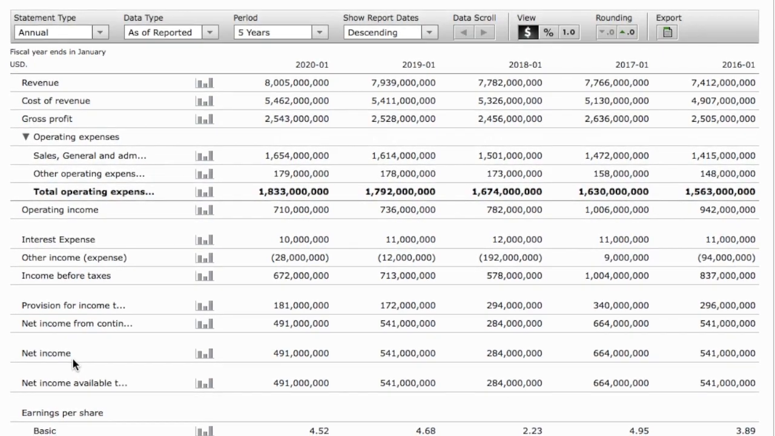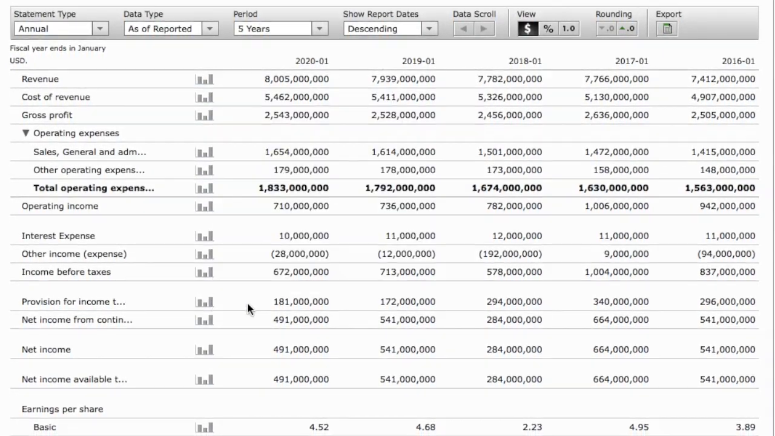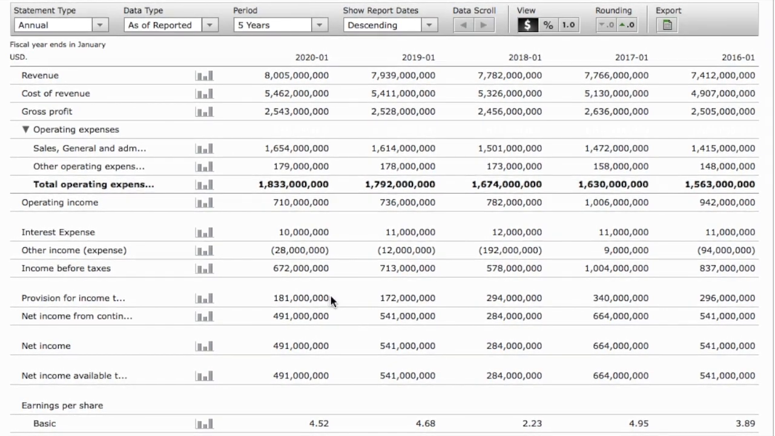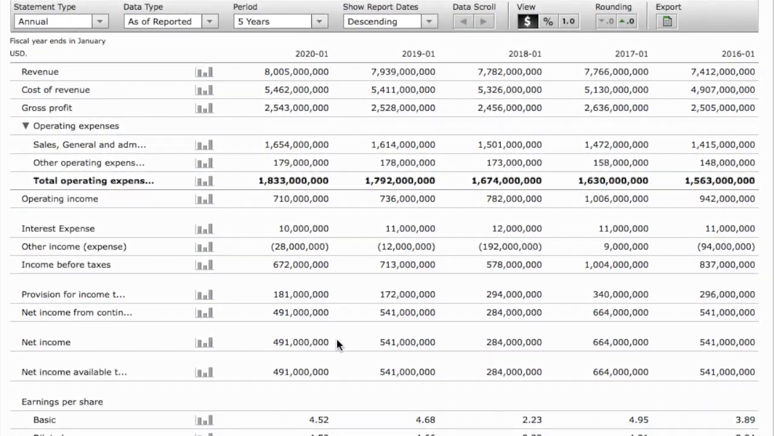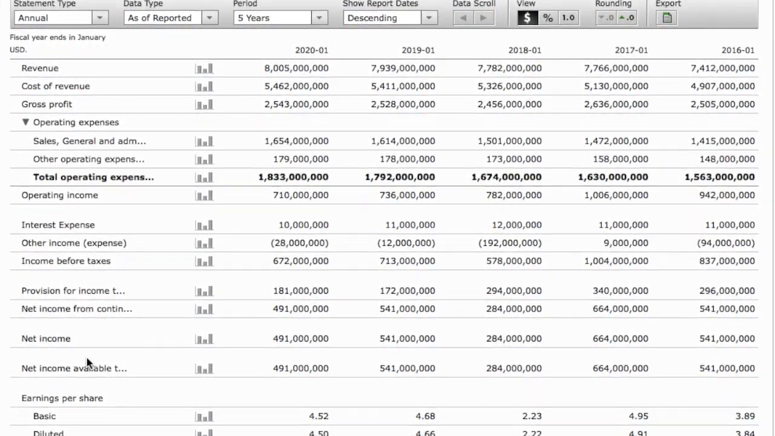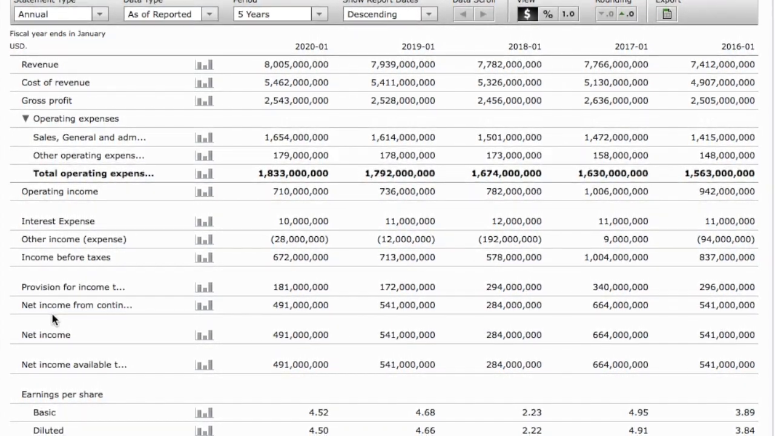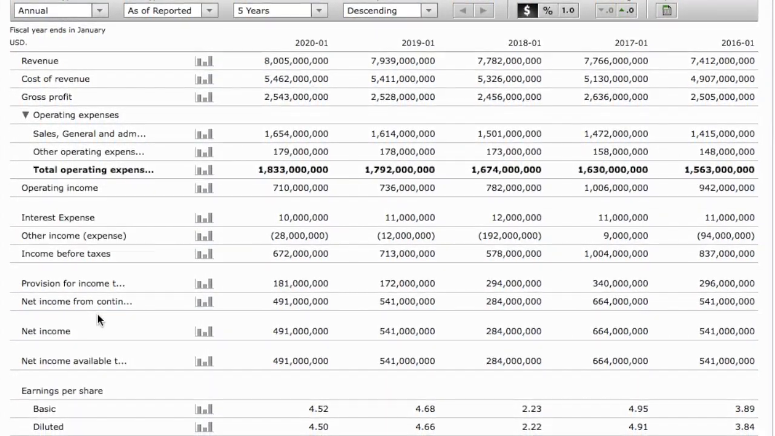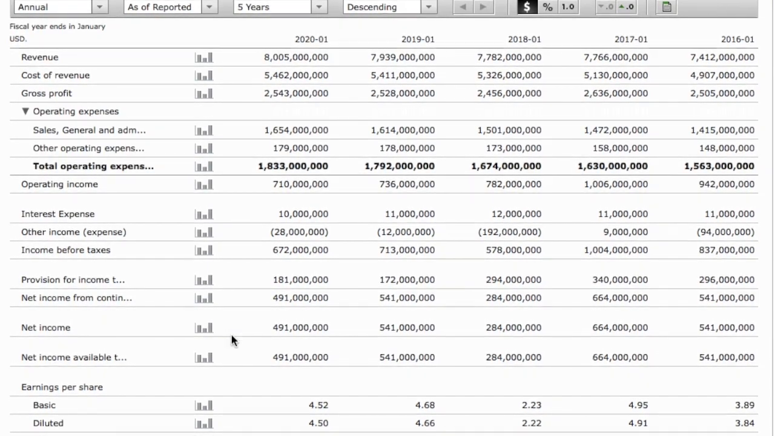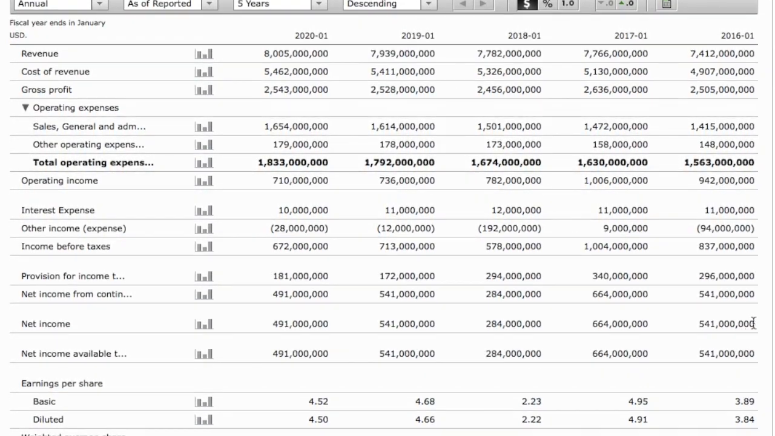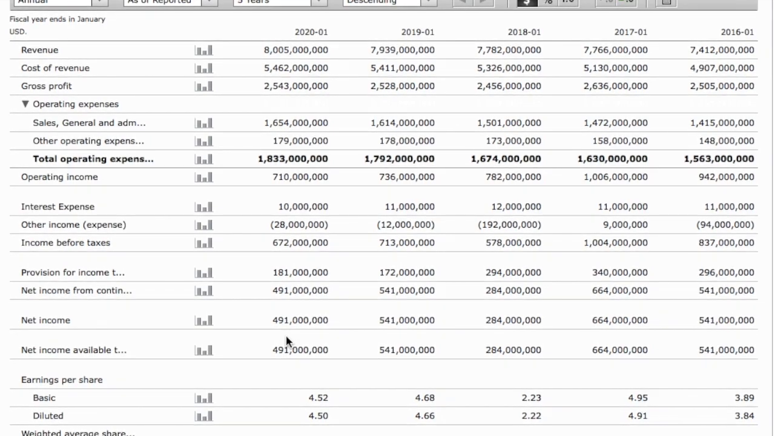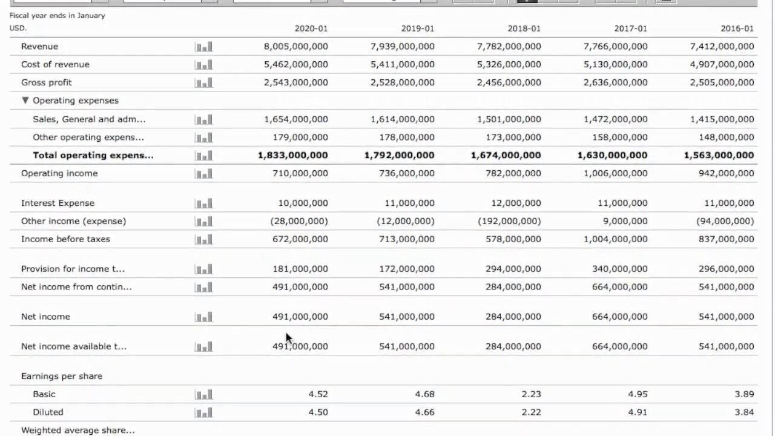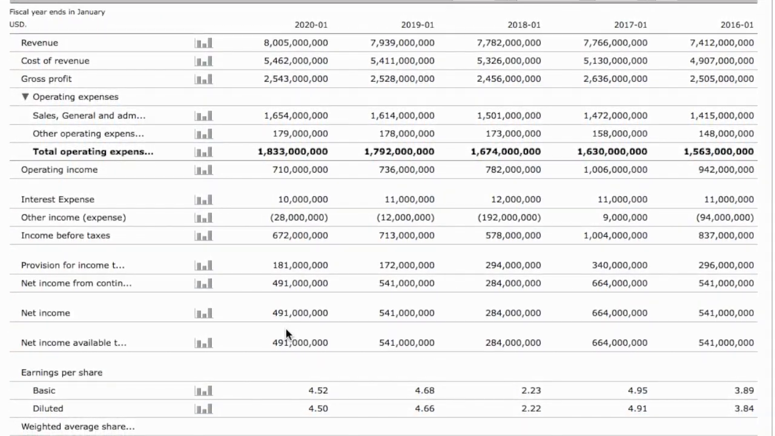And the last step to getting net income is of course subtracting the $181 million in taxes Foot Locker must pay, leaving us with around $490 million in net income for their 2019-2020 year. This number has been pretty stagnant over the past few years, which is not surprising considering Foot Locker's minimal revenue growth.